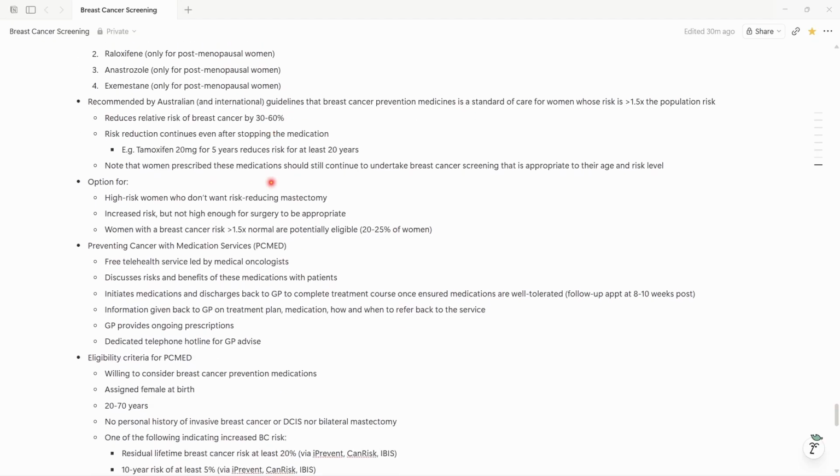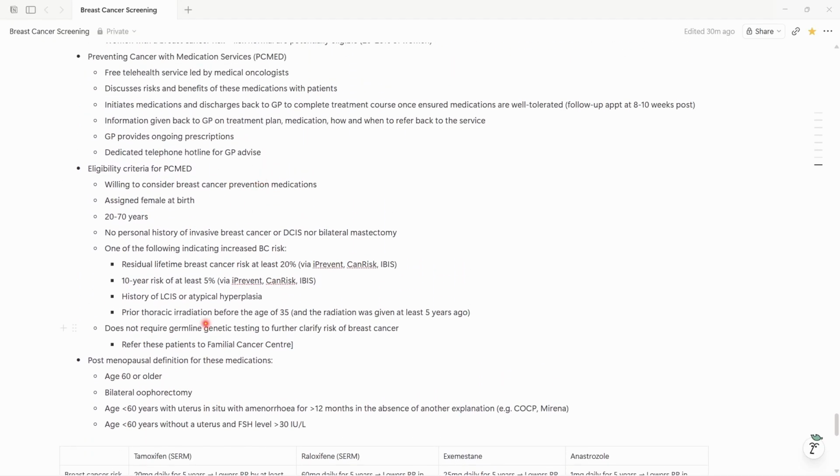And the definition of postmenopausal women for these medications is the patient is either 60 years or older, they've had a history of a bilateral oophorectomy, or they have a uterus and they're under 60, but they've had amenorrhea for 12 months without any other cause, which is the normal definition of menopause. Or if they're under 60, but they don't have a uterus to tell you whether or not they have amenorrhea, they need to have an FSH level of at least 30.